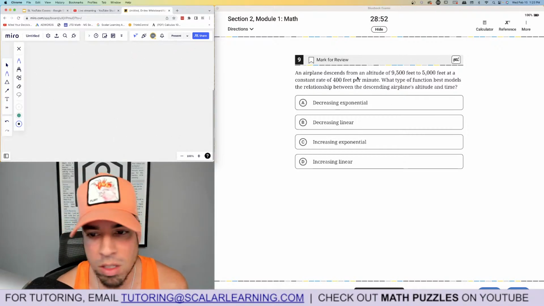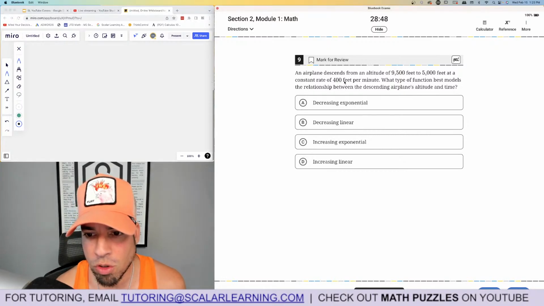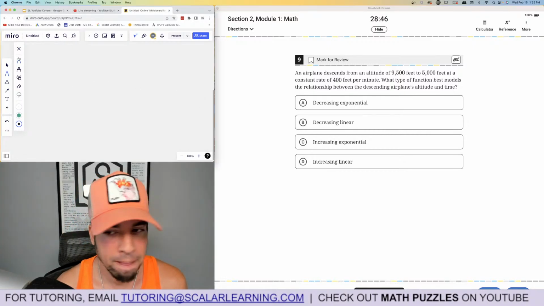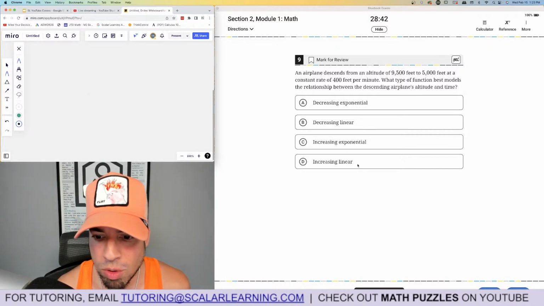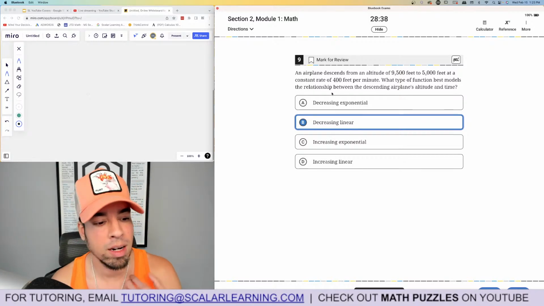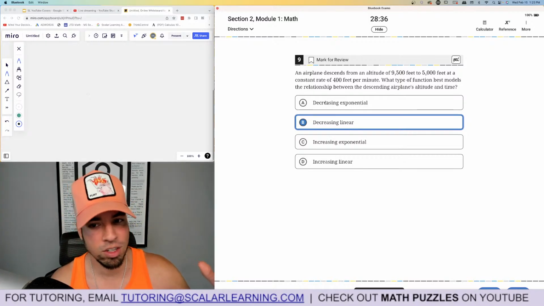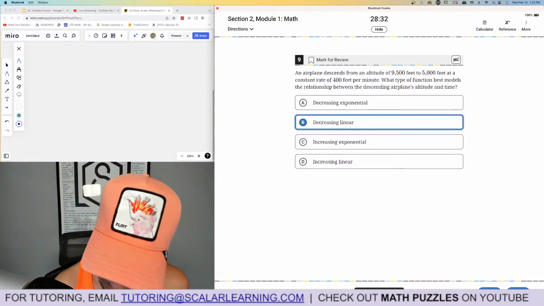Okay, an airplane descends from an altitude of 900 to 5,000 feet at a constant rate of 400 feet per minute. Type of function, best miles relationship. It's decreasing linear, because it says it's a constant rate. A constant rate is linear. And then it says it's descending, so it's decreasing, not increasing.